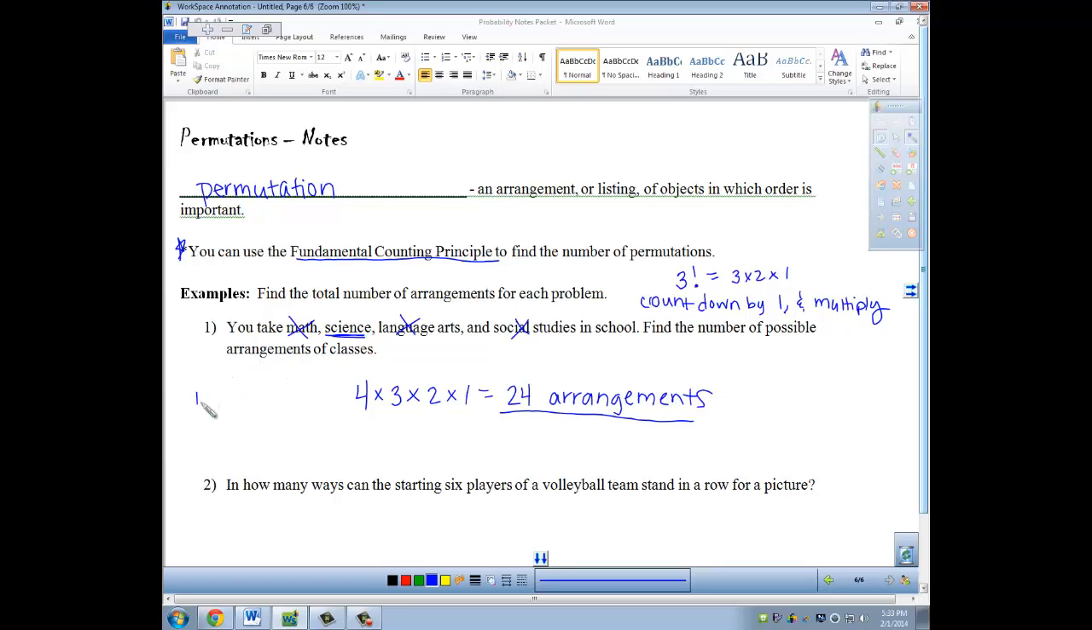So in math we would look at that as 4 with the exclamation mark. If you see the exclamation mark, that means do 4 times 3 times 2 times 1. So you're just counting down like we said over here. So you just take your number of options here. We had 4, and then you count down.